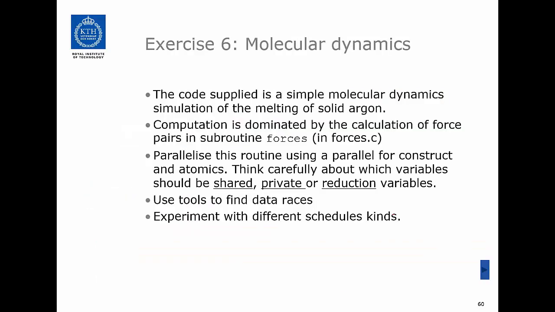And this is useful in particular in this next exercise, which I urge you to do, in molecular dynamics. In the code that you could download, there is a directory, I think it's called Moldyn, where you can look at the function forces.c, and you can parallelize this by finding out which for loop in this routine and thinking about which variables should be shared, private, or have a reduction on them. You may want to use tools to find data races, otherwise you need to think where data races can occur, and experiment with different schedules.